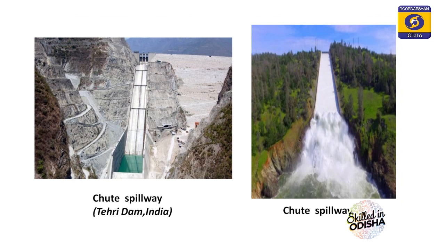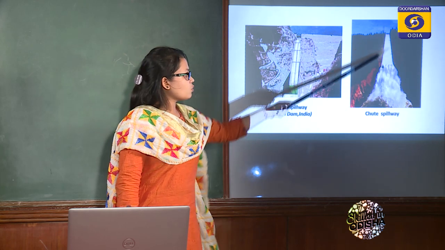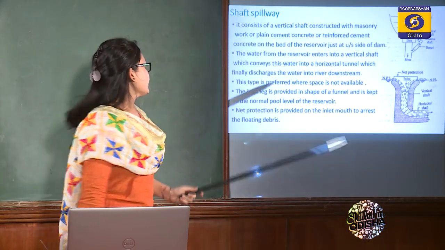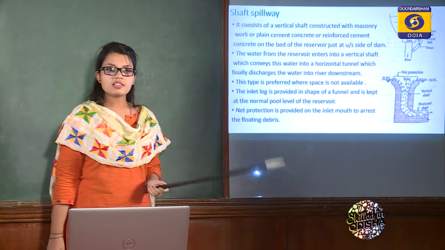So this is a chute spillway of Tehri Dam of India, and this is another chute spillway, where water is flowing over the trough or the chute.